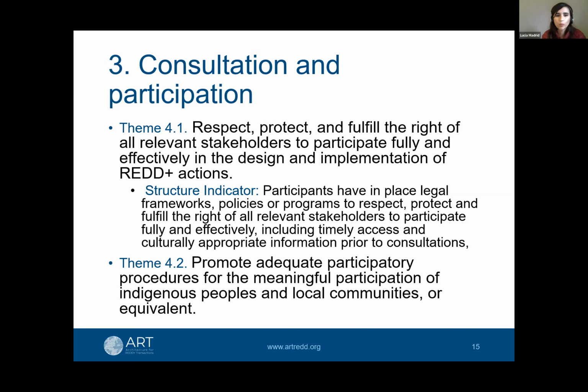Hence, theme 4.2 requires jurisdictions to promote adequate participatory procedures for the meaningful participation of Indigenous peoples and local communities or equivalent. In this theme, the outcome indicator specifies that this participation should happen in the design, implementation, and assessment of REDD+ actions, and that it should be through the Indigenous peoples and local communities' respective decision-making structures and processes.